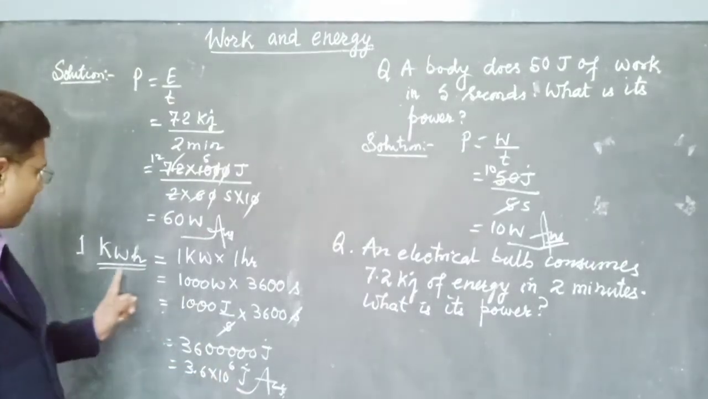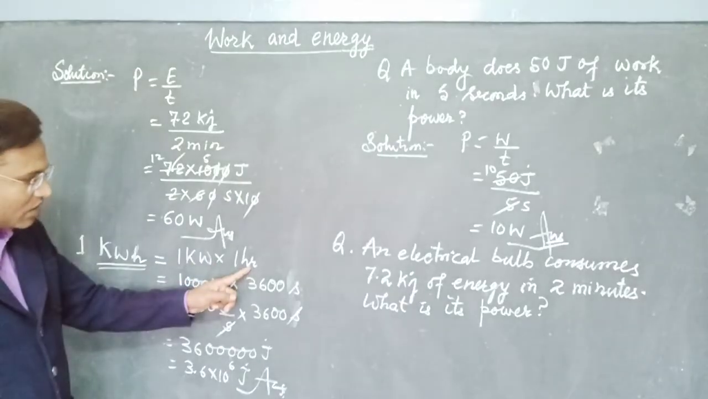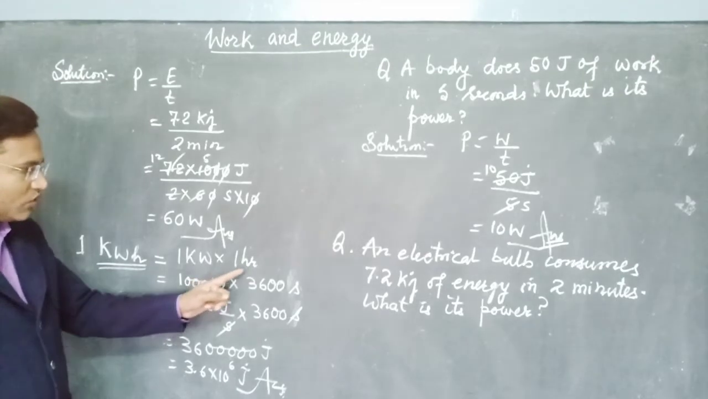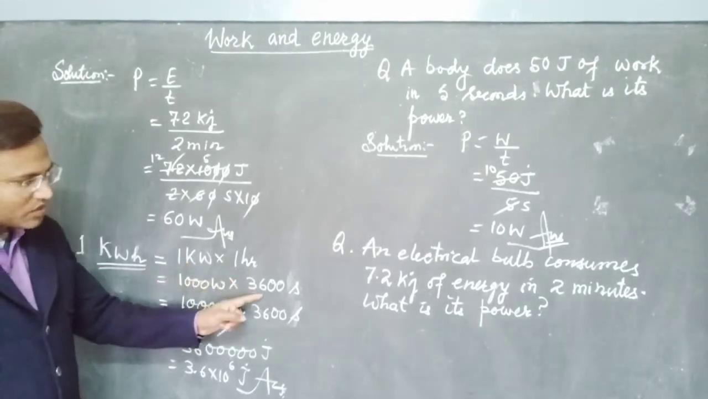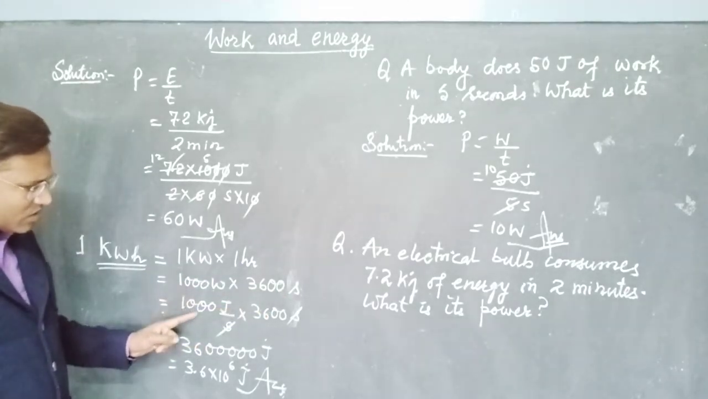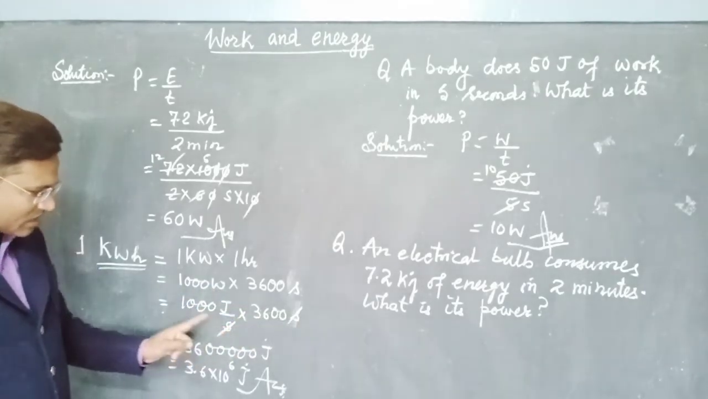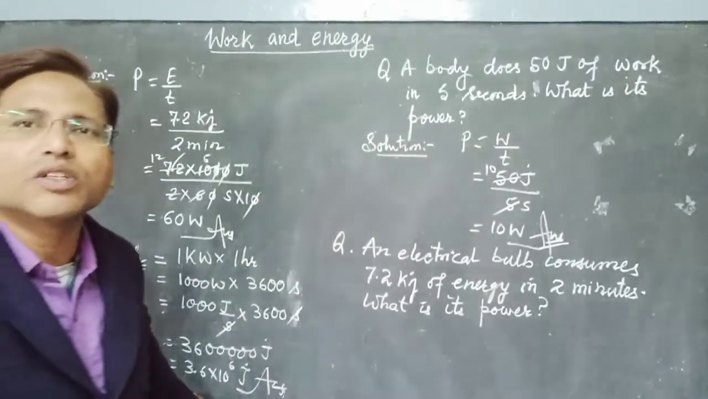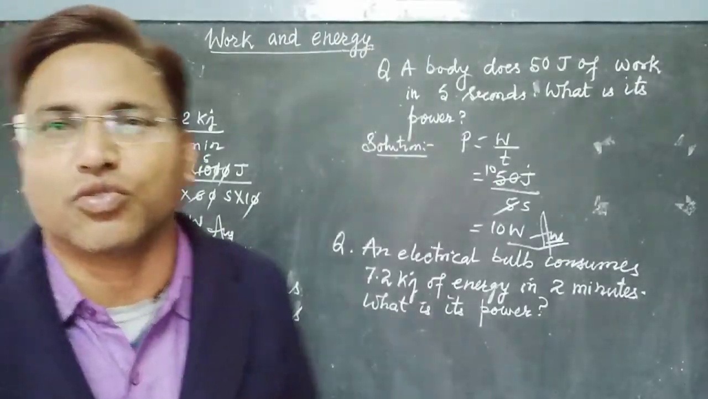Again I am repeating, 1 kilowatt hour is equal to 1 kilowatt into 1 hour, because 1 kilowatt of energy is consumed in 1 hour. Here 1 kilowatt is 1000 watt, and 1 hour means 3600 seconds. We write watt as joule per second, the second cancels, and you multiply. So it is 3.6 into 10 to the power 6 joules.